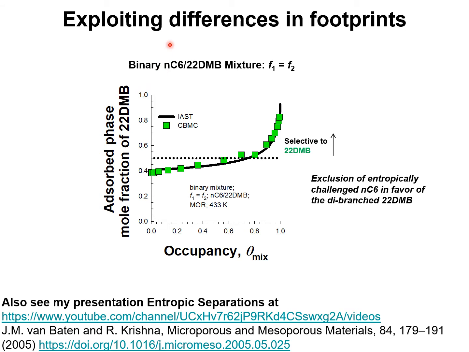To demonstrate the exploitation of differences in molecular footprints to separate hexane isomers, we performed molecular simulations for mixtures of normal hexane and 2,2-dimethylbutane. In the bulk fluid phase, the partial fugacities of each of the components are maintained equal to each other, and I plot the mole fraction of 2,2-DMB in the adsorbed phase as a function of the pore occupancy.